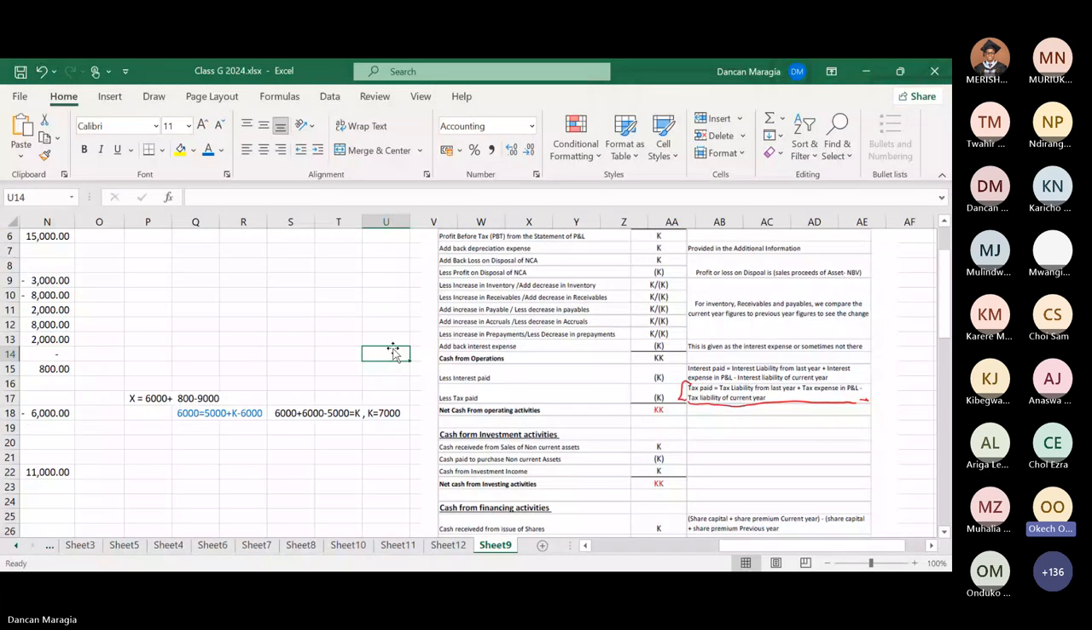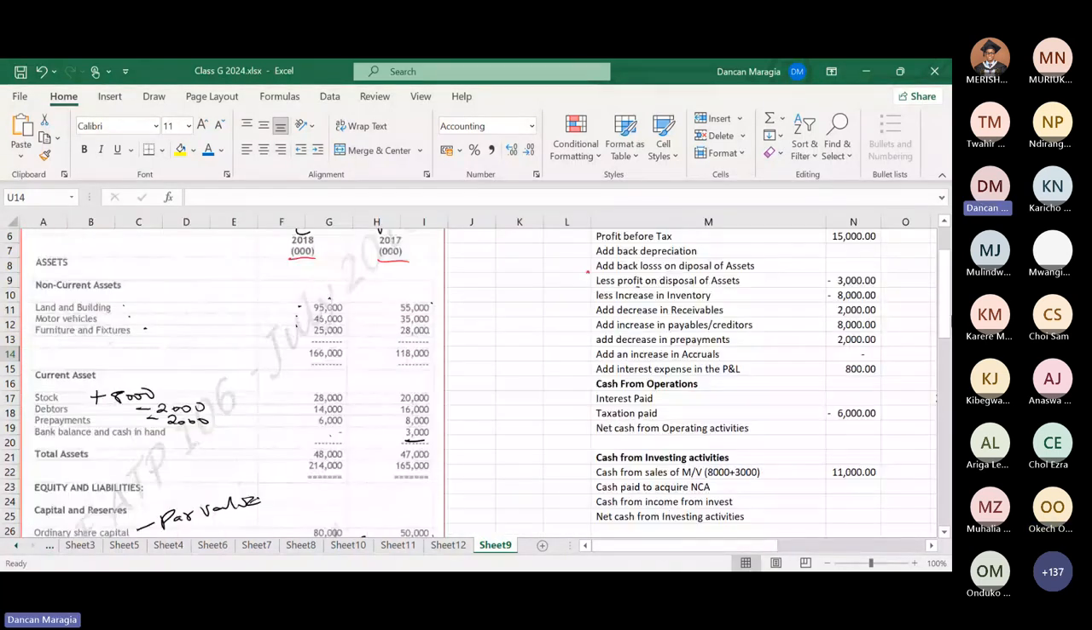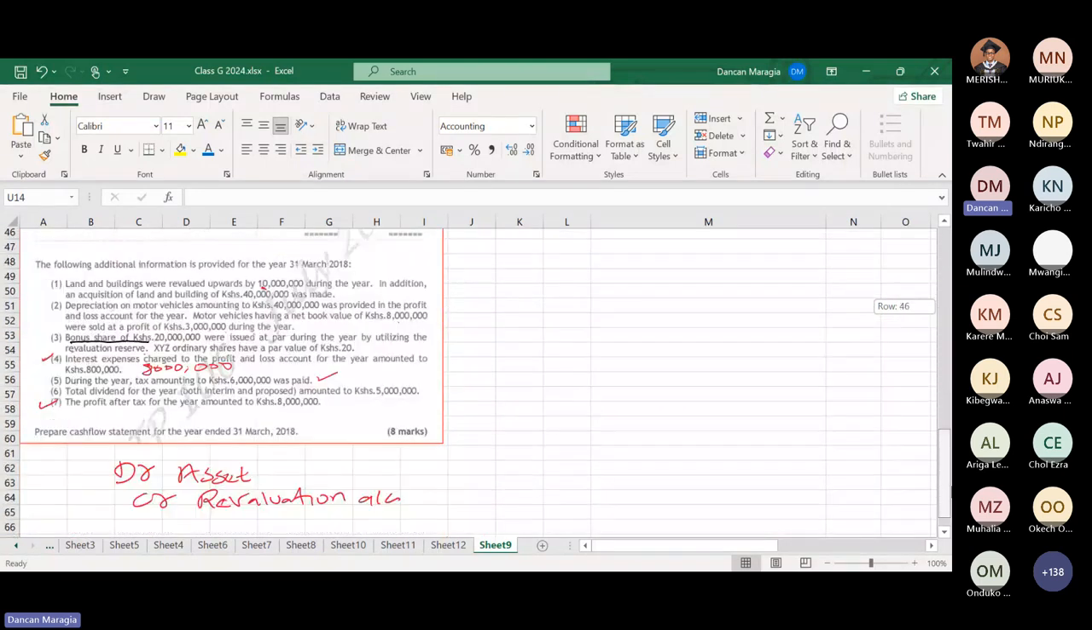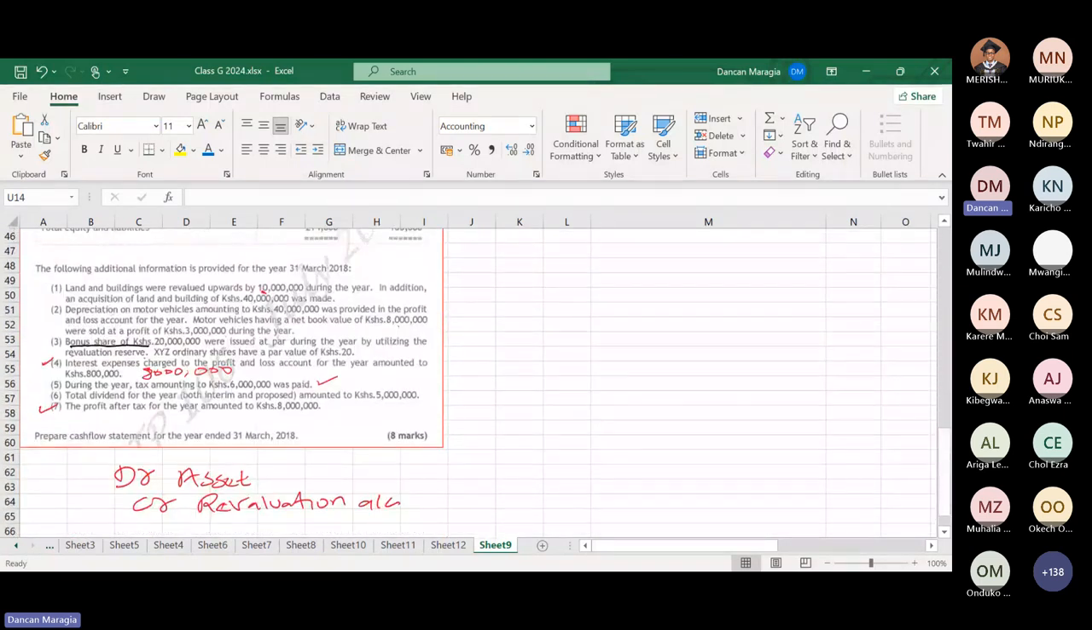Negative. Negative 2,200. And that is why I suspected, when you look at the question, you realize this figure of interest expense should not have been this way, because you cannot get tax interest paid as a negative. This should have been 8 million. That is why I suspected the interest expense in the P&L could have been 8 million, not 800,000.